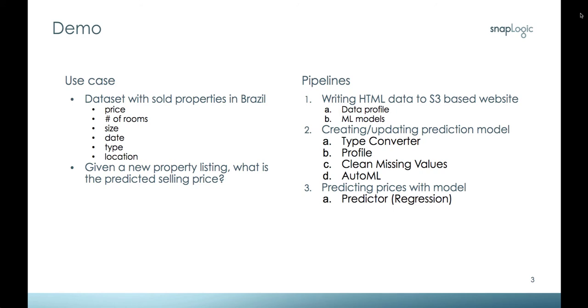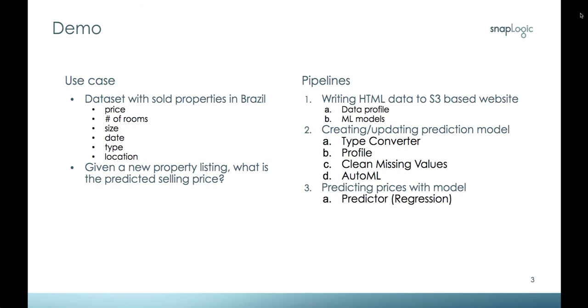Now, the second pipeline is the one that will be doing most of the work. It will be the one that creates and potentially updates our prediction model that we'll be later using to predict values. So we're going to use a couple of SnapLogic machine learning snaps in this pipeline. We're going to use a type converter to make sure that we have the right data types on some of the data before it gets fed into the model.